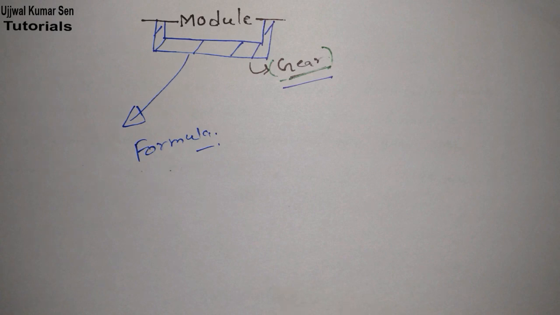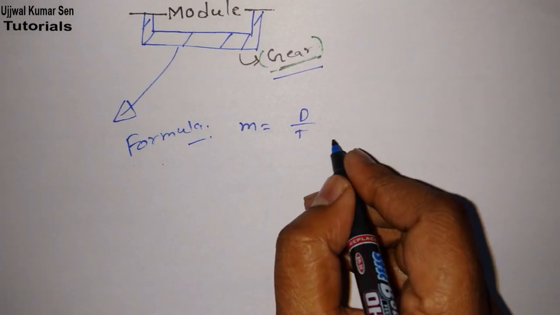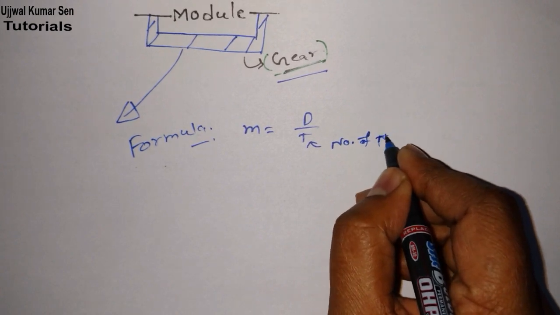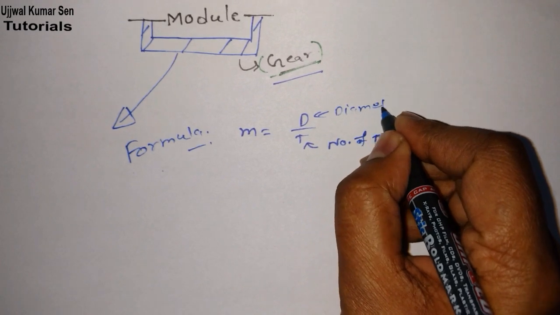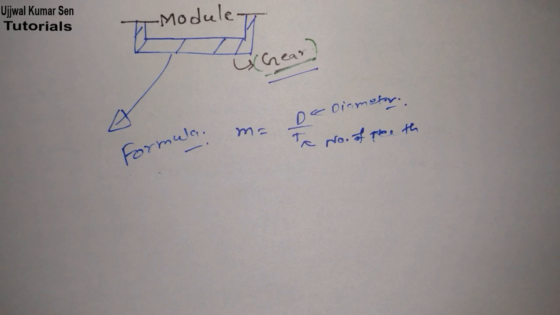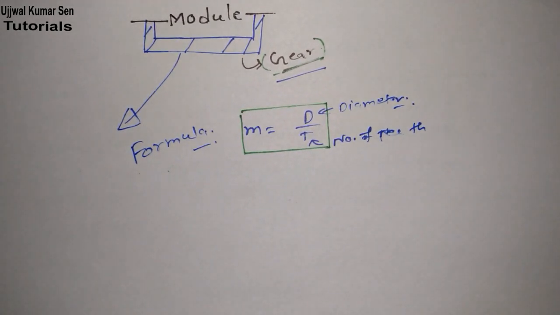Yes. So what is the formula for module? M is equal to D by T. What is M? Module. T is the number of teeth and D is the diameter of maybe the gear or pinion. So this is about module and the formula for module. And right now in this tutorial I am going to share with you those numerical problems asked in GATE previous year papers based on this simple topic only.